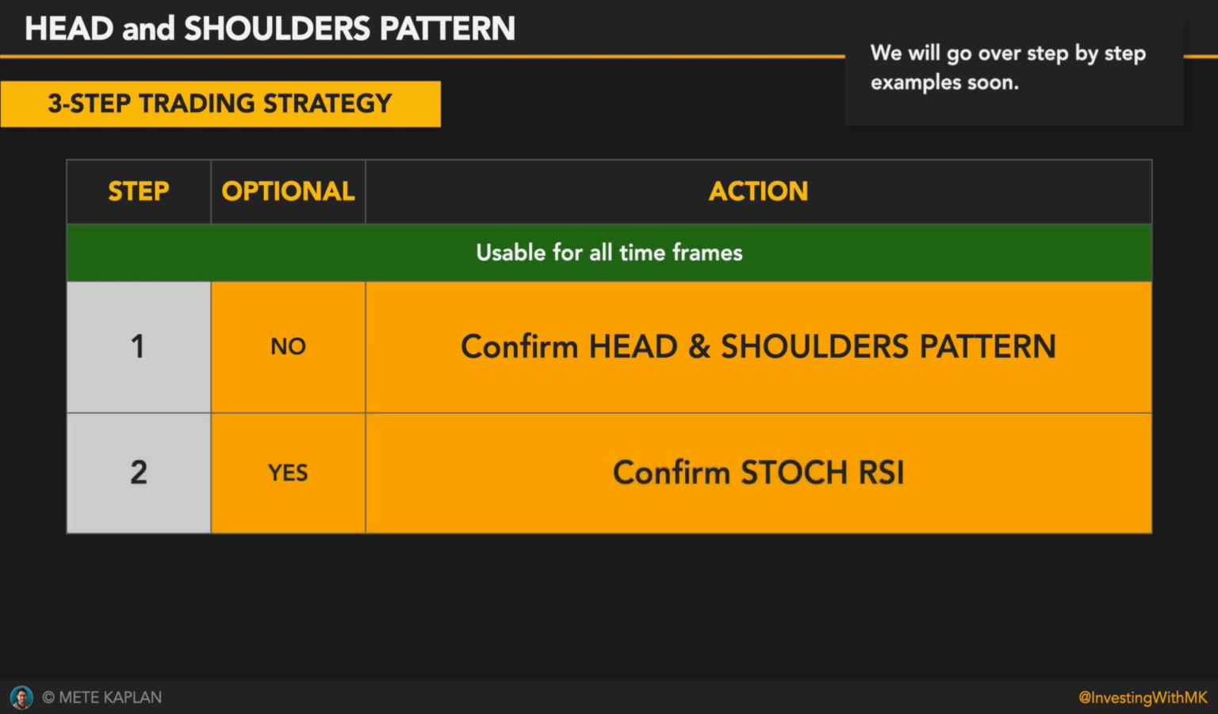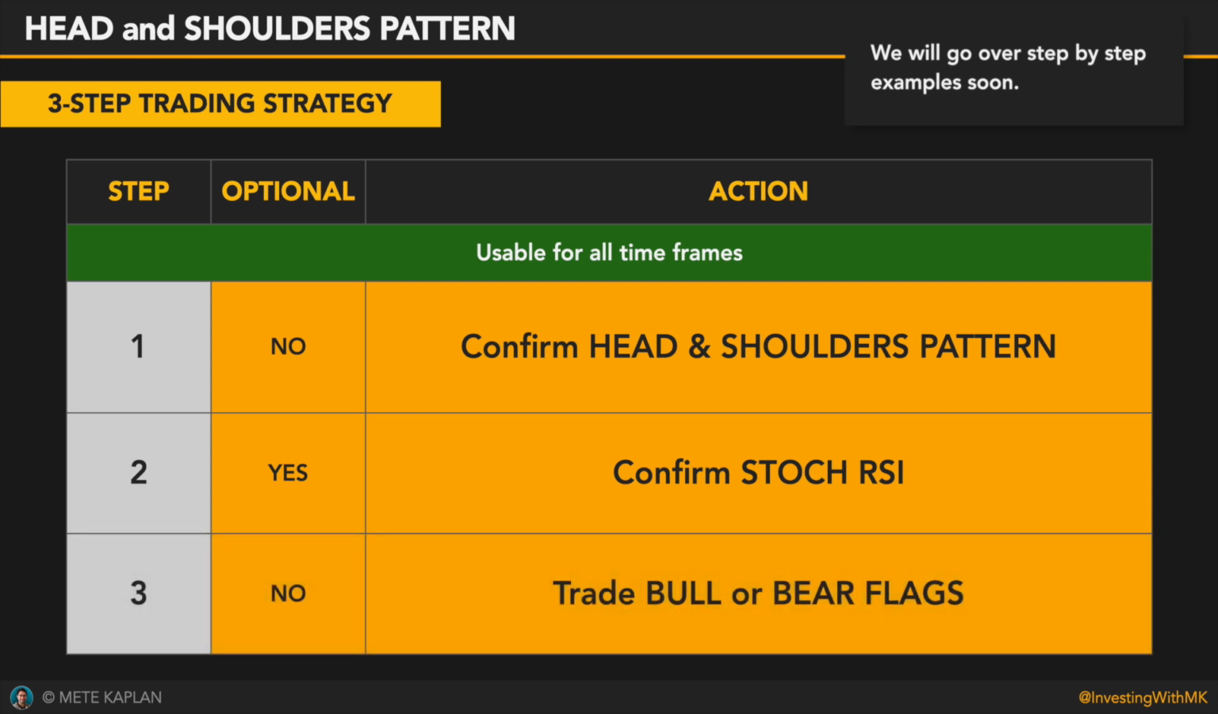Step 2. Confirm stock RSI crossover on the right shoulder. Well, this is actually critical for me. A change in stock RSI over or below 50 lines helped me so much to support my trades for years. It just works and is really helpful. However, this is an optional step, but I always check it.